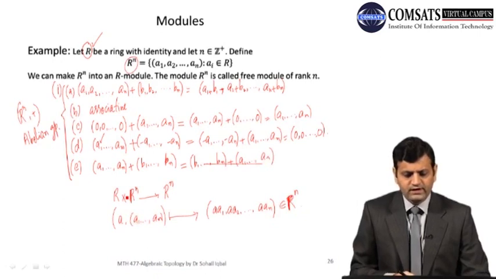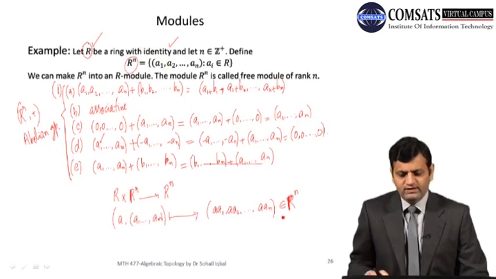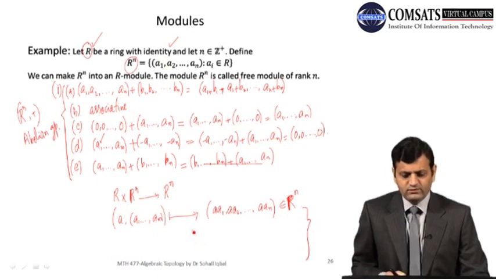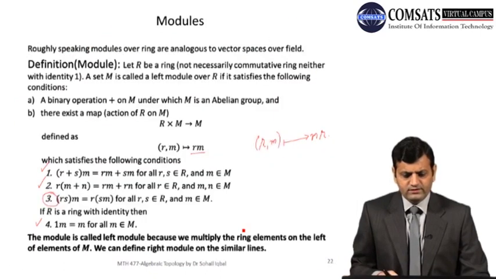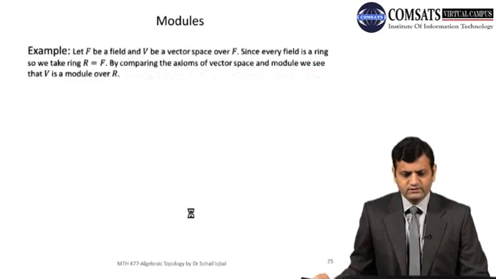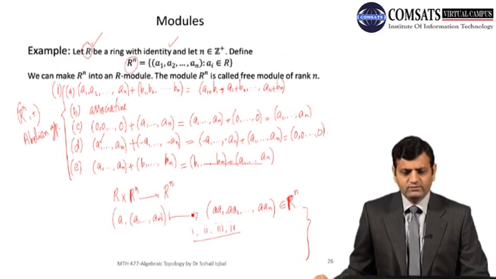Okay, so we defined this action of R on Rn, and now we need to check all the four conditions, because in this case R is a ring with identity, so we need to check the fourth condition as well. I'm leaving this as an exercise for you to check conditions 1, 2, 3, and 4. So these four conditions are satisfied for this set Rn, and so it becomes an R-module.